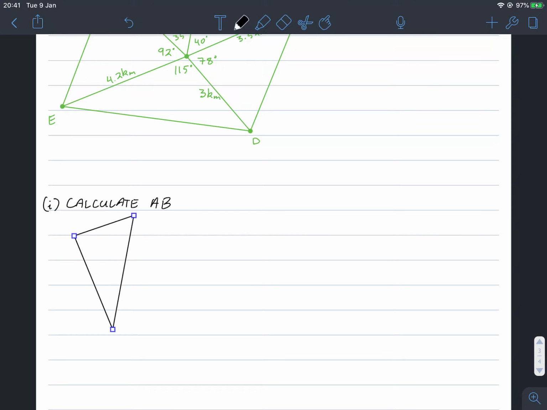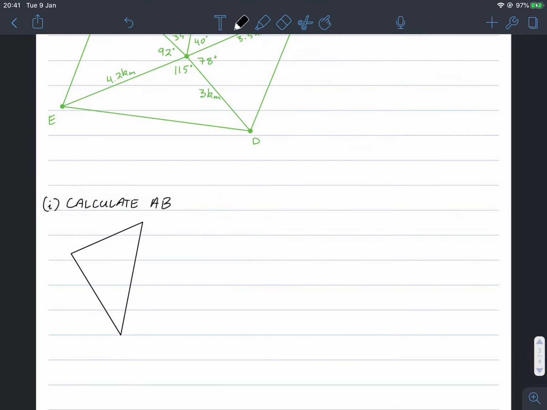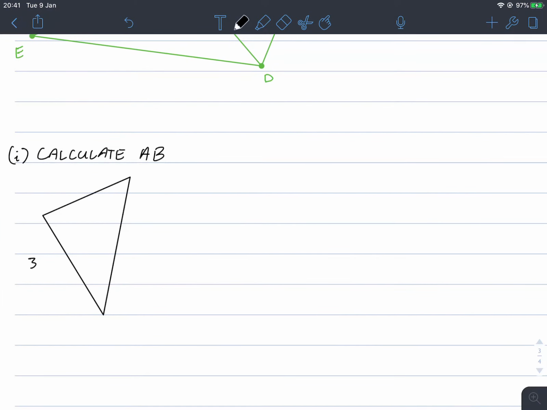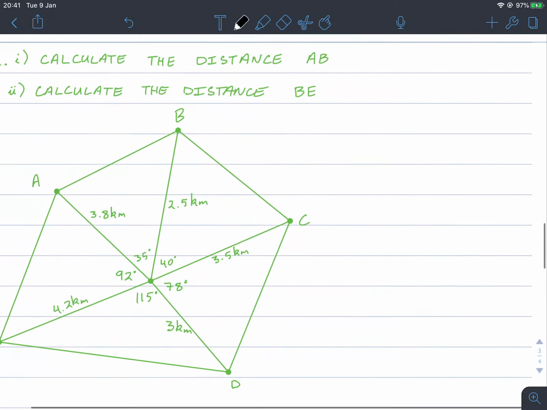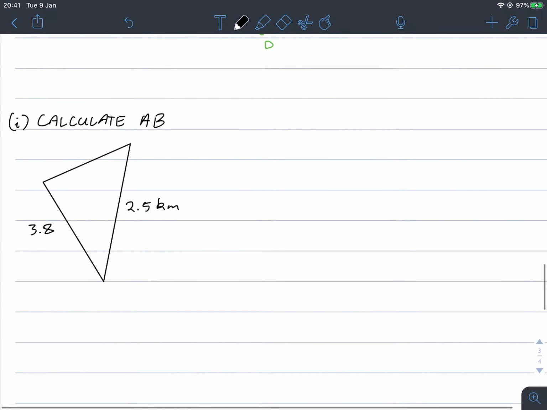I'm fortunate that I can use technology to my advantage. It helps me draw it a lot more easily. That's 3.8 and 2.5. These are all in kilometers. And we have an angle between them of 35 degrees. So that here is 35 degrees, and AB is this side here.